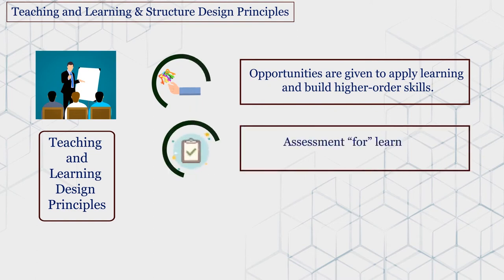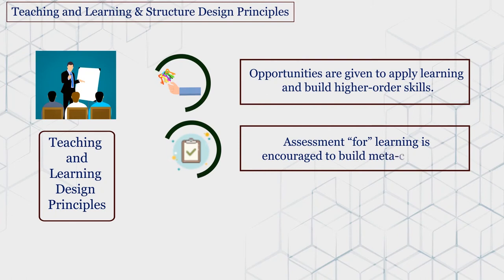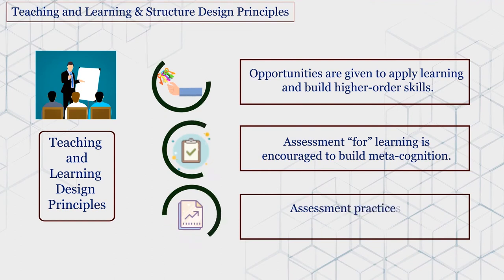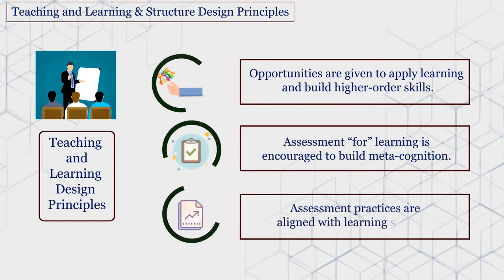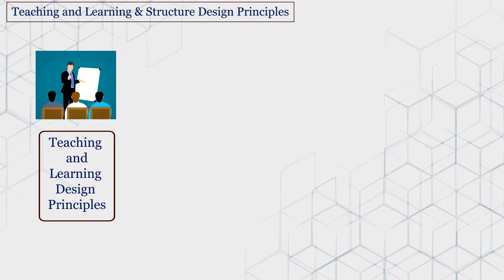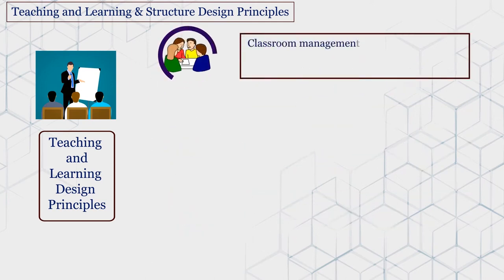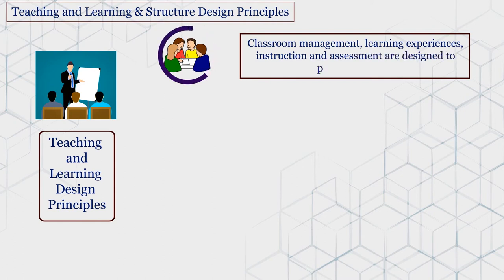Schools practicing effective competency-based teaching and learning encourage assessment for learning that is embedded in the cycle of learning with actionable feedback and structured reflection to build metacognition. The assessment practices are aligned with the research and best practices based on learning sciences. In such schools, classroom management, learning experiences, instruction, and assessment are designed to develop the mindsets, motivations, and skills that promote agency.